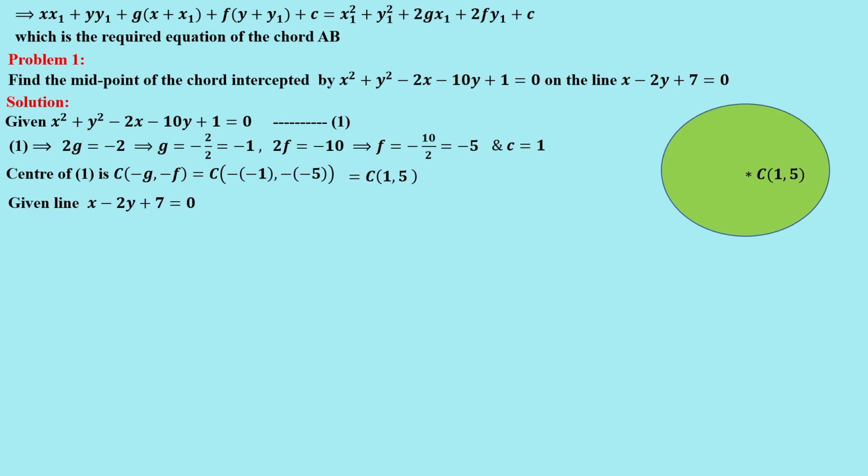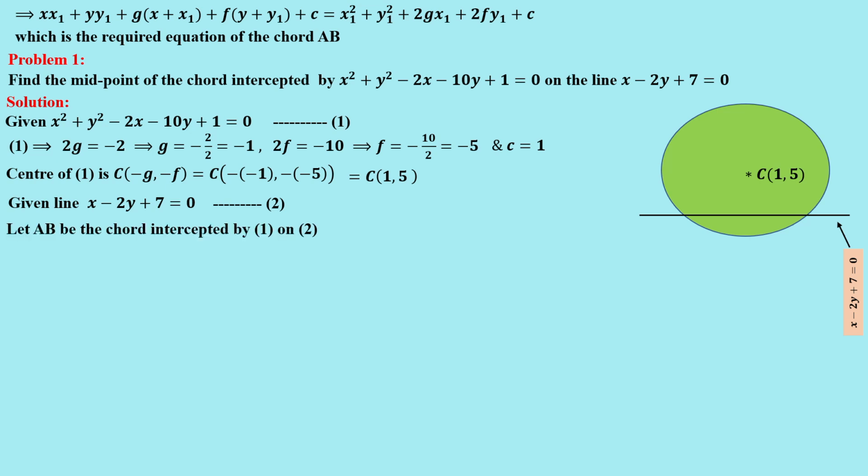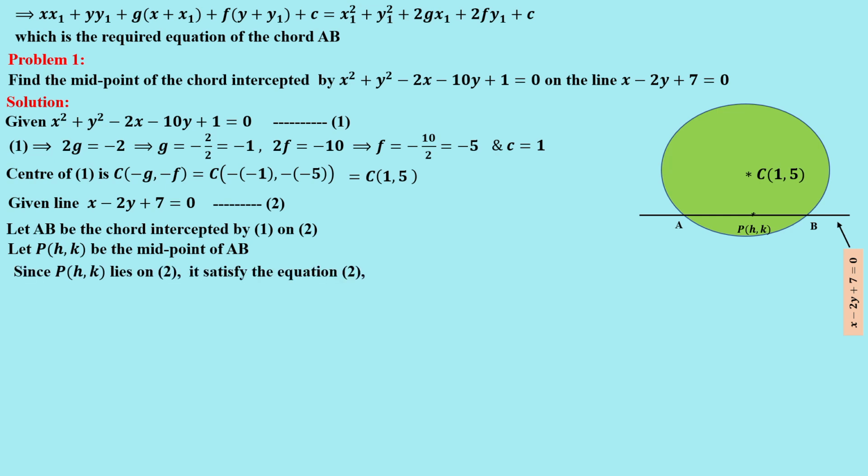Now the given line is x minus 2y plus 7 equal to 0, that is equation number 2. Let AB be the chord intercepted by 1 on 2, that is, AB is the point of intersection of the line and the circle, right? So let P(h, k) be the midpoint of AB. So consider the midpoint P(h, k), right?